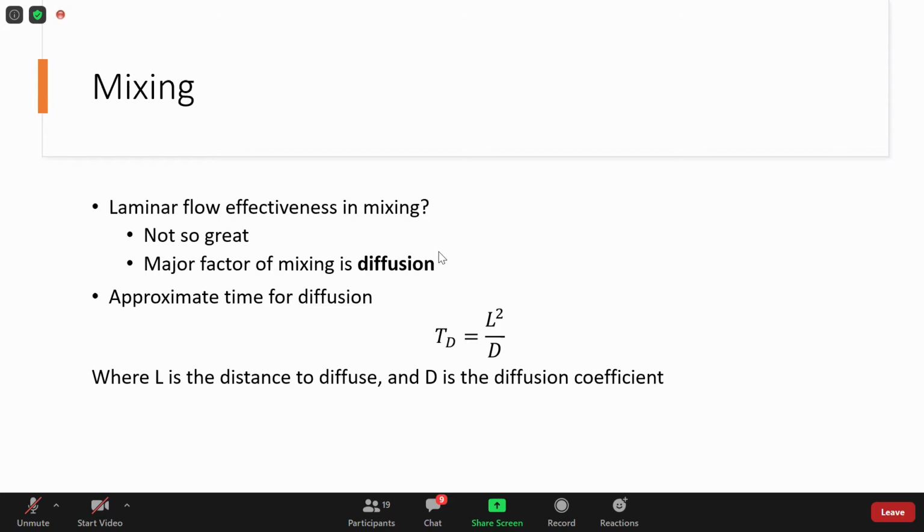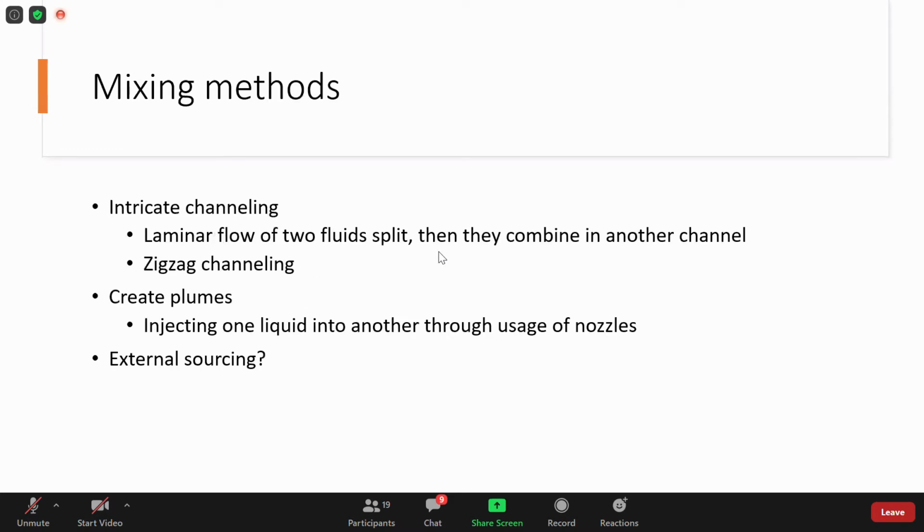So what are some methods that microfluidics use for mixing? Some of the methods, like I showed before with that Christmas tree, is intricate channeling. You can use a zigzag approach, or you could have two fluids flow through a channel and then combine later on together. There's also creating plumes, which is basically injecting one fluid into another with a nozzle. Once you inject it into the other fluid, it has all this contact surface that allows the fluids to diffuse with each other.